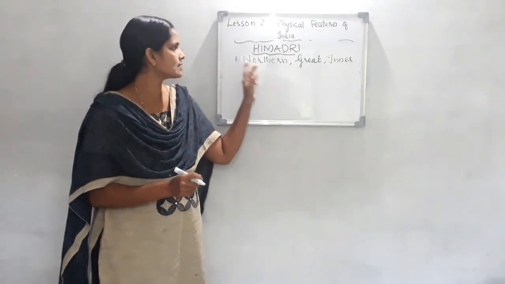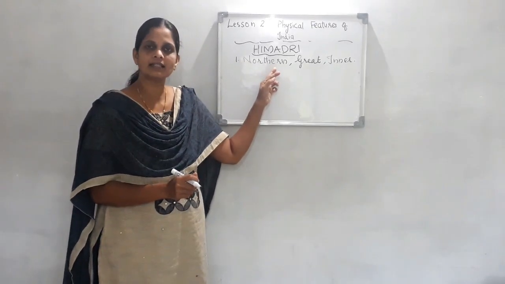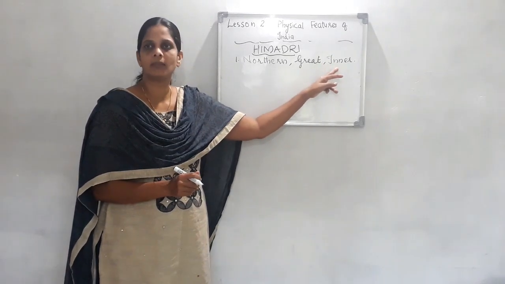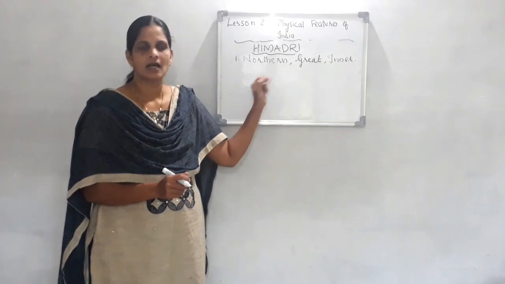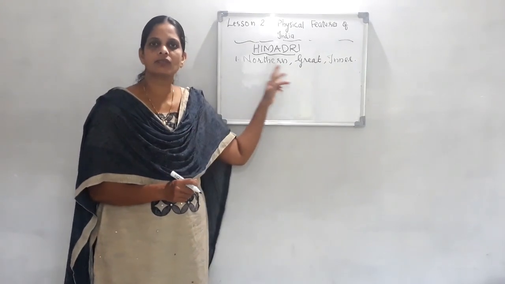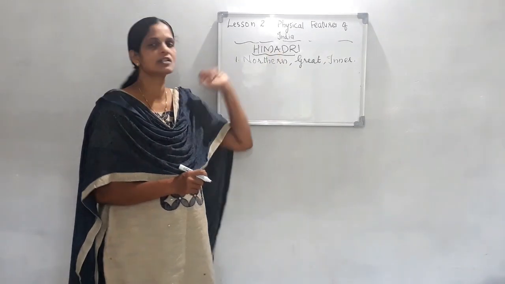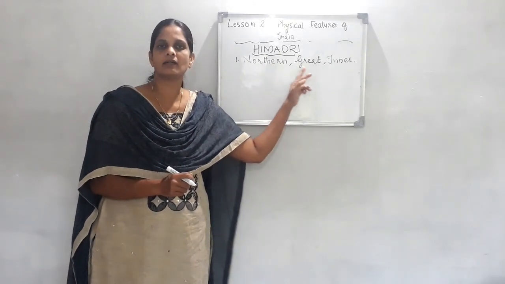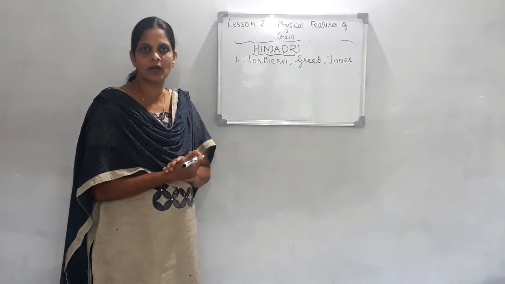Himadri is also called Northern Himalaya because it lies in the northern side of Himalaya. Great Himalaya, Inner Himalaya. If a question comes, what are the features of Inner Himalaya, or what are the features of Great Himalaya, you should write the features of Himadri. Okay, Himadri is the northernmost side of Himalaya. That is the first point.